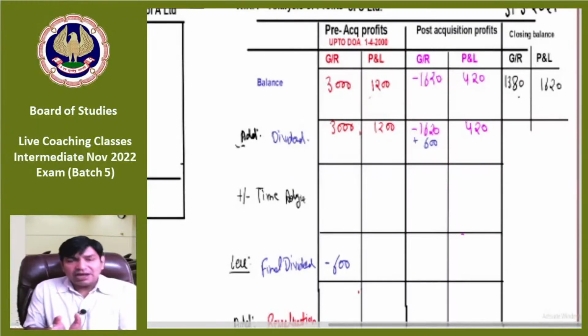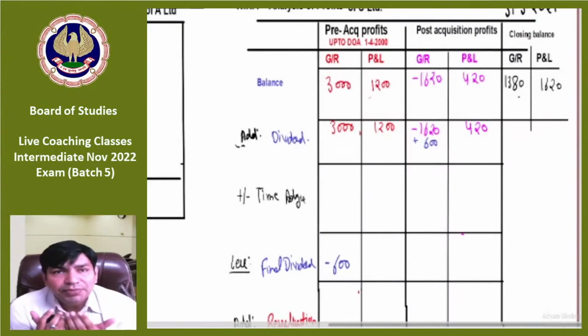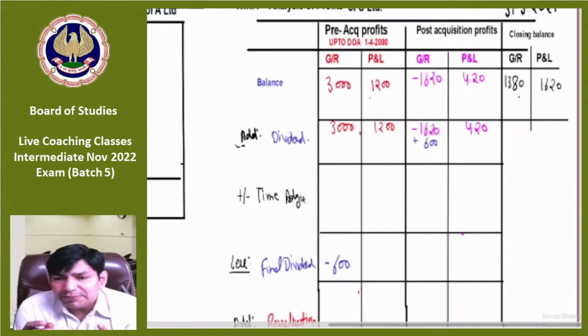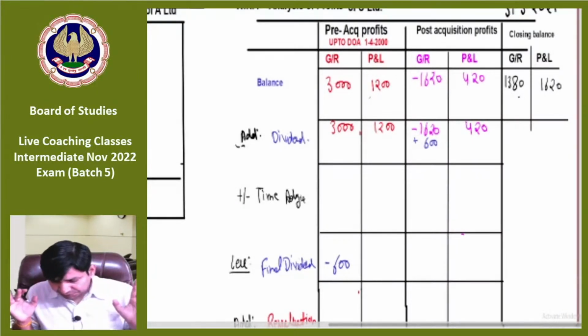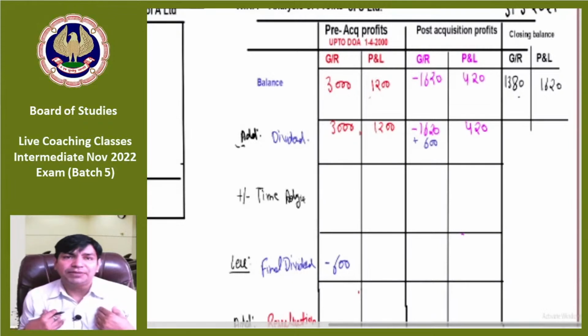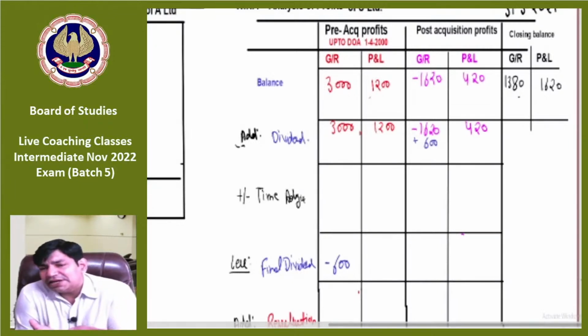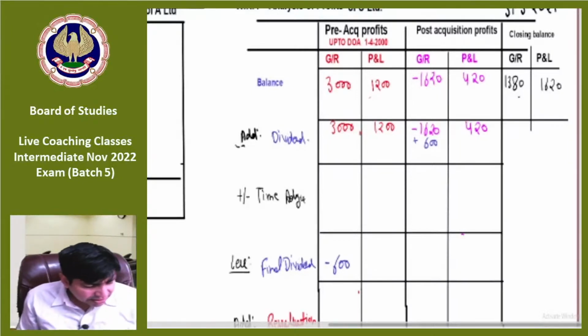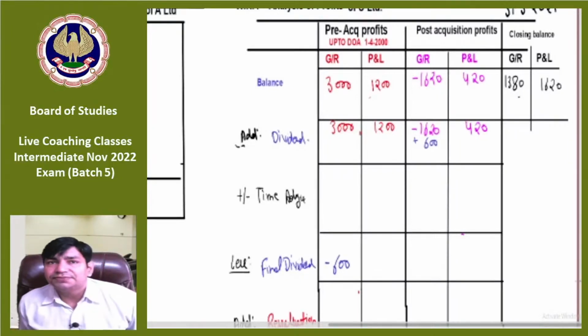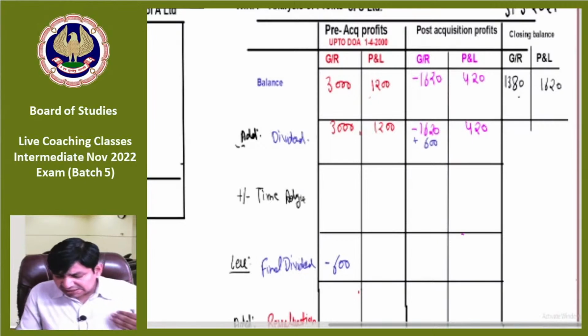Out of 600, how much dividend is being received by the holding company? Waiting for your answer. Of course, 60%. And what is the figure of 60%? That is 360, and 360 is in the hands of the holding company.